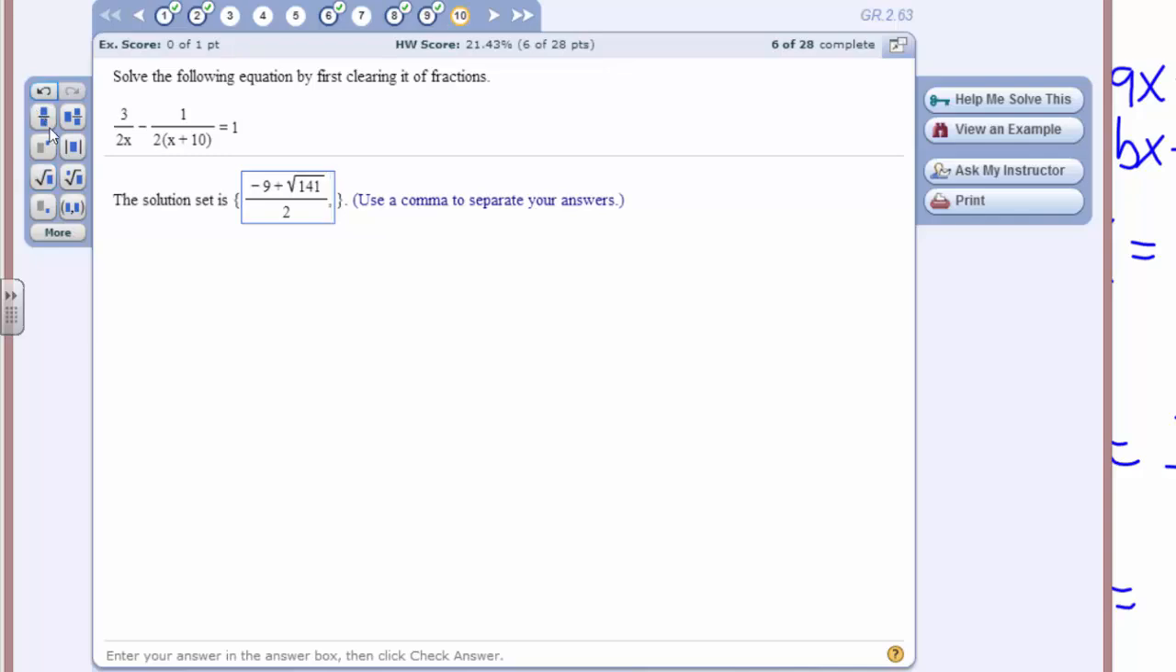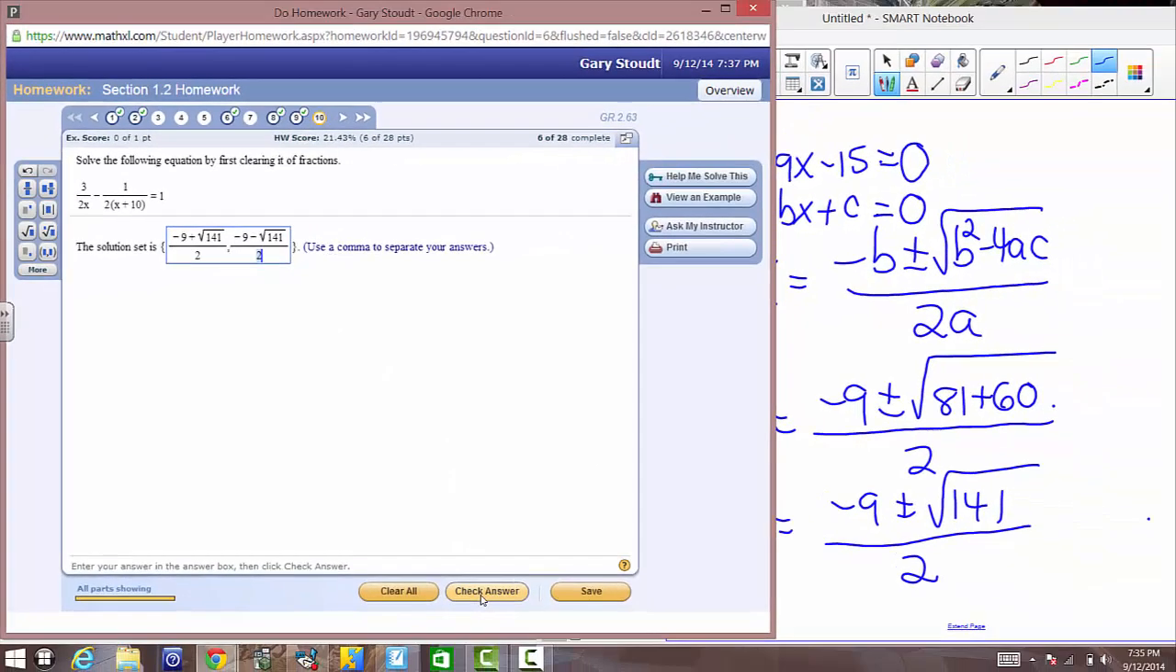comma, and we'll use the palettes again. Negative 9 minus the square root of 141. And again, you can click on the denominator too if you'd like to go right to it. All over 2. Let's see how we did.